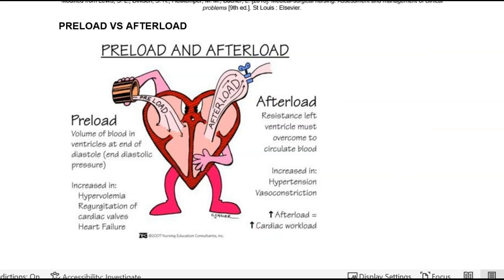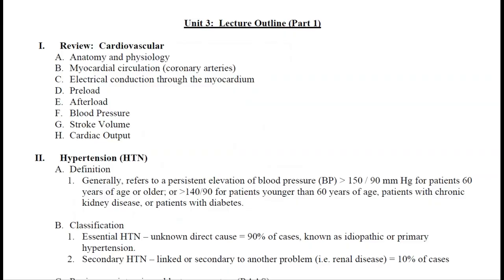Preload and afterload. Preload is the left ventricular end diastolic volume or filling pressure. It is the amount of blood in the ventricles at the end of diastole. Afterload, on the other hand, is the resistance the left ventricle must overcome to eject the blood during systole or contraction.